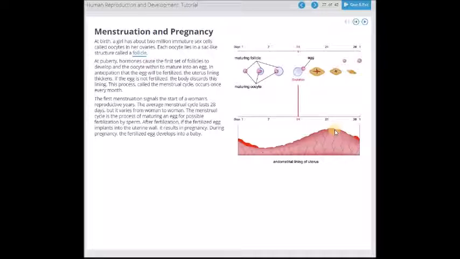We'll talk about how the egg develops soon, and if that doesn't happen, then this is all shed again, and this process continues again. It takes once every 28 days. If there is an egg embedded into this wall, then this whole process stops, because now you are technically pregnant. This whole process stops, and we start a whole new process. But this is the menstrual cycle, assuming there is no fertilization of the egg.